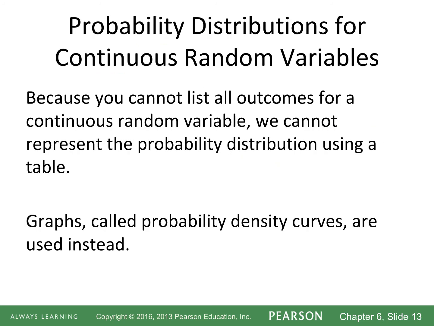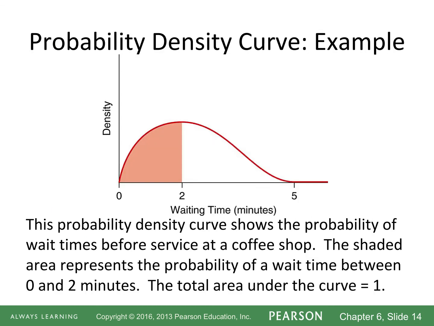So now we're going to talk about distributions for continuous random variables. But because you cannot list all outcomes for a continuous random variable, we cannot represent the distribution using a table. We're only going to be focusing on graphs for continuous probabilities. These graphs are called probability density curves. This is generally what a probability density curve looks like. We're going to be later on focusing on normal probability curves.